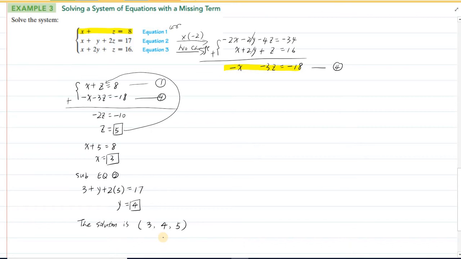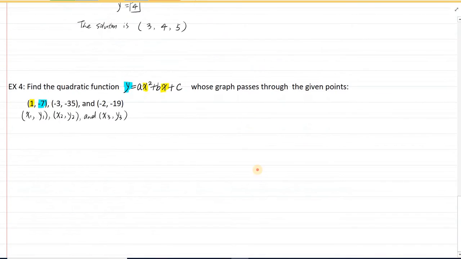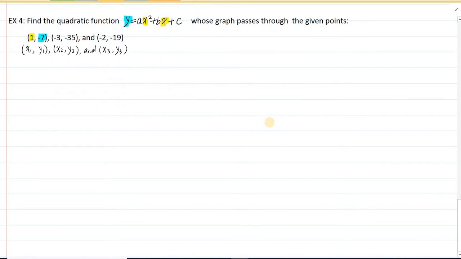Okay, let's look at example 4. Example 4 is finding the quadratic function y equals ax squared plus bx plus c, whose graph passes through the given points. We have these 3 points. Okay, I already labeled this for you guys. So when you have 3 points, just think you have 3 ordered pairs.